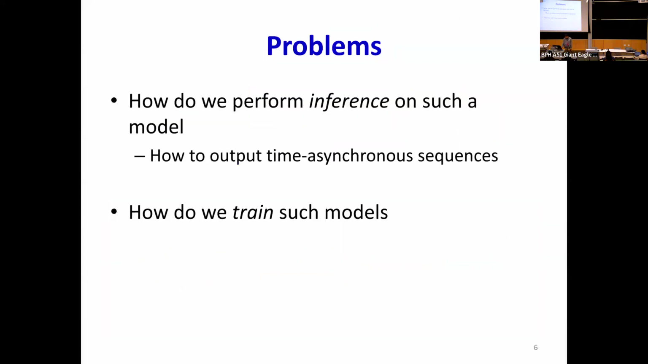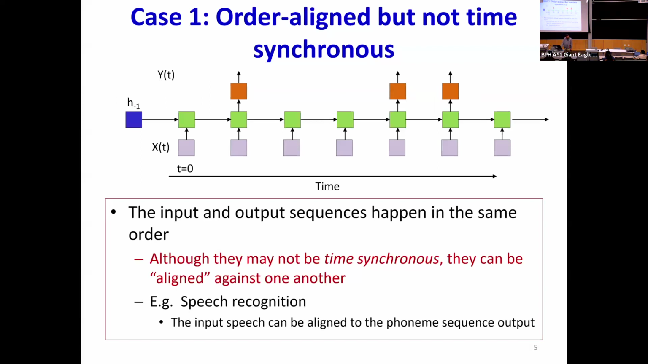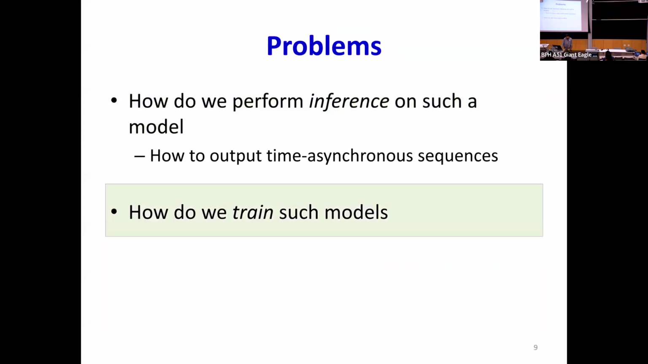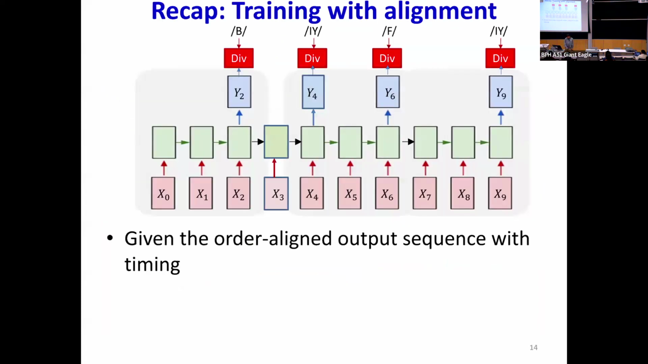Conversion. Now, the issue we saw over here is how do we perform inference in such a model, how to output time asynchronous sequences. And the second is how do we train such models, because as we saw in the last class, there's no clear one-to-one correspondence, right? So how do we perform inference on these models? That we saw, but let's look at how we can train.